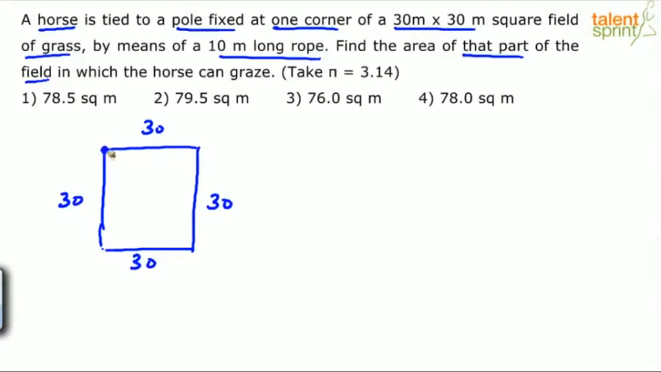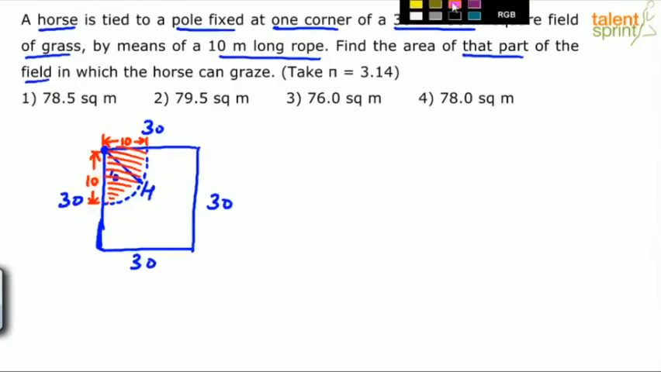Now the horse is tied at one of the corners, let's say with a rope of length 10 meters. Since this point is fixed, the horse will be able to cover this much of the area. You're getting it? This will be like a quarter circle, like an arc, right? This is 10 out of the total 30, and this also is 10. So you have to find out that area.